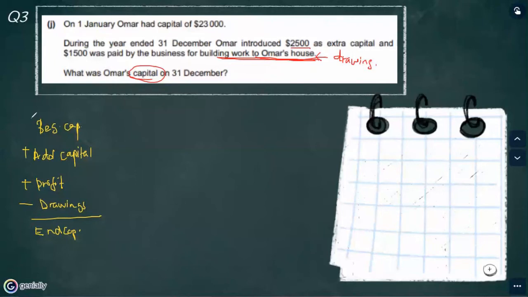Okay, now what was the beginning capital? Beginning capital was 23,000. Now brought in additional capital of 2,500, and they didn't say anything about profit, assuming there's no profit. And they had a drawing of 1,500. So what's the ending capital now? Basically 23,000 plus 2,500 minus 1,500. So the answer is 24,000. Well done.